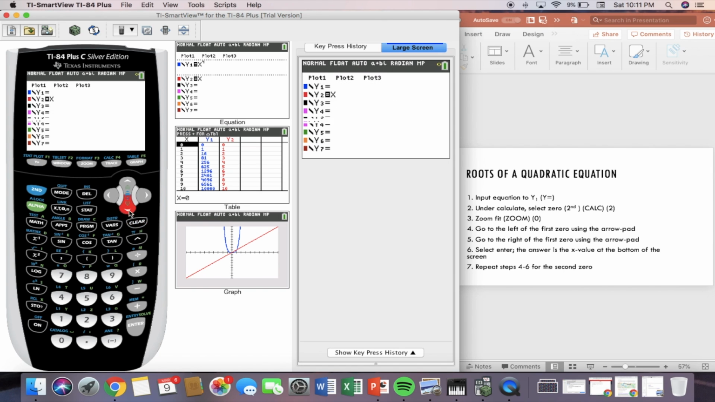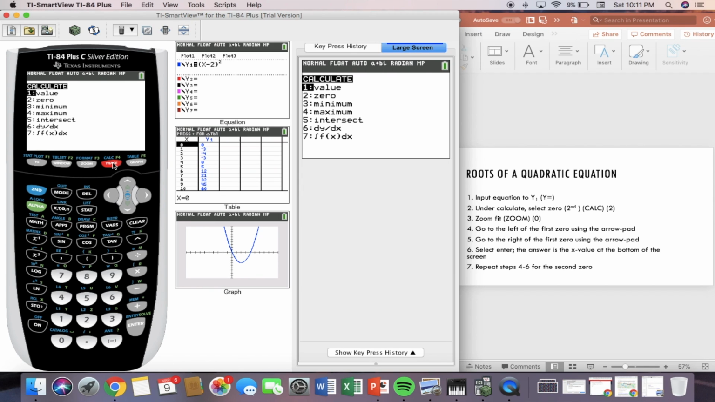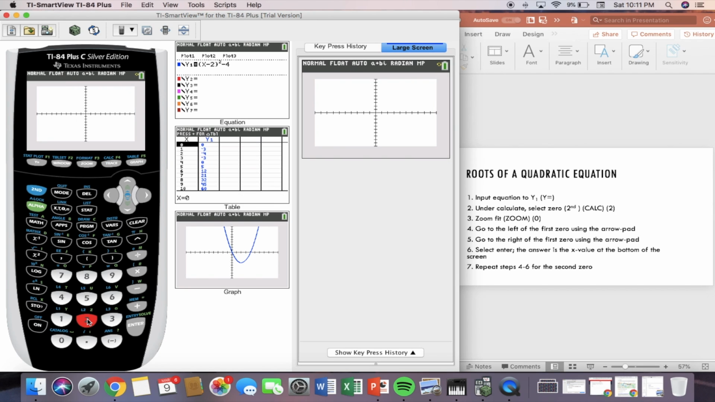So let's just enter, say, I don't know, x minus 2 squared minus 4. Alright, so we inputted the equation into y1, and now we're going to go second, calculate, and select 0, which is number 2. So as we wait for it to graph, there it is.